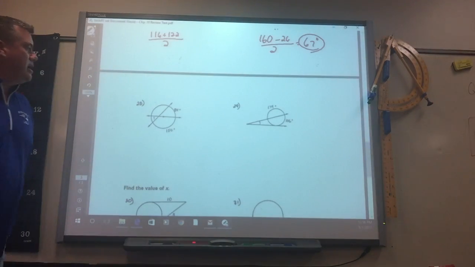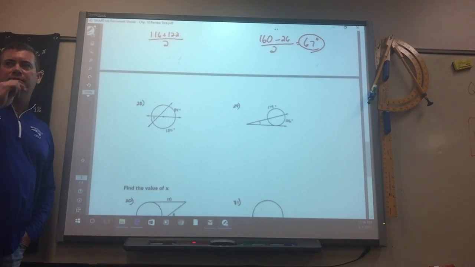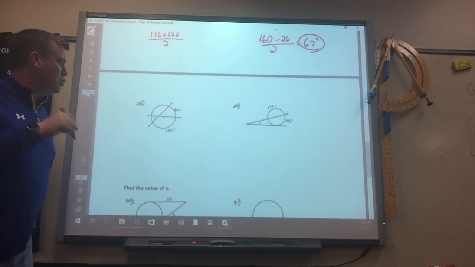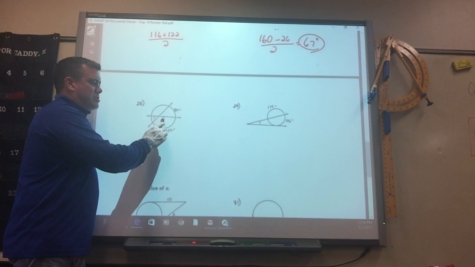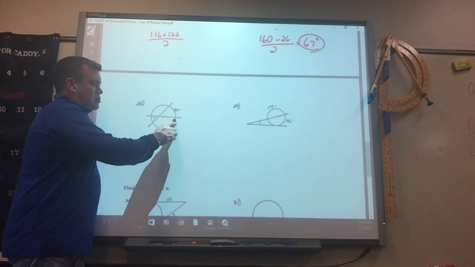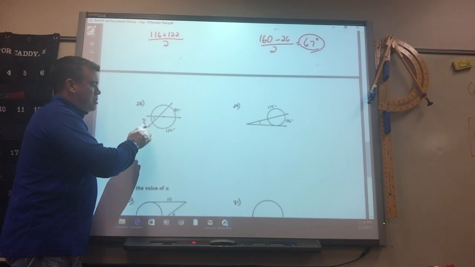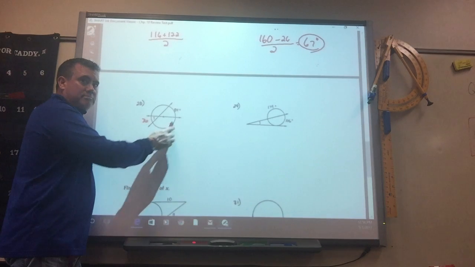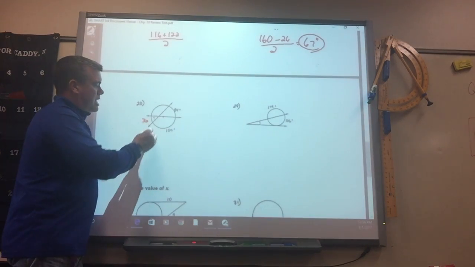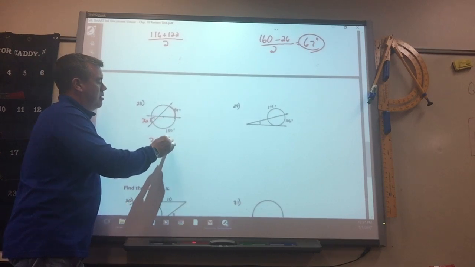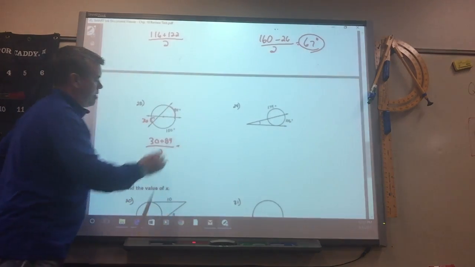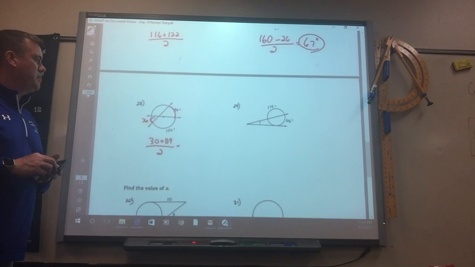Okay, now here you just got to kind of know your rules. This is the key right here. This is a diameter because it shows the center. So since this is 150, this is 30, right? So then when the angle's inside, you add 30 plus 84, and then divide by 2. You already found angle 1 though.